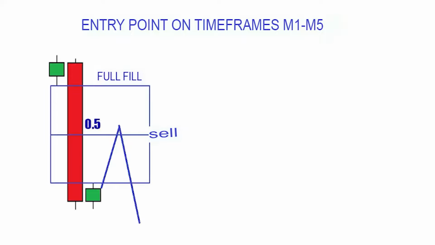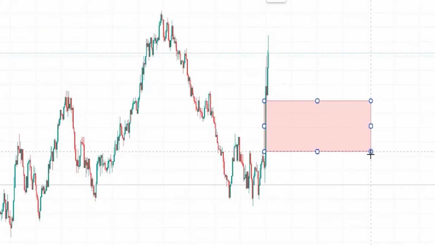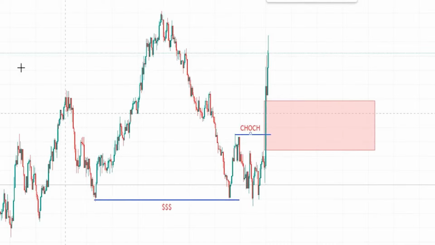Often, price reacts not to the full fill, but only to part of the imbalance. Let's look at a minute chart example. We see an impulsive move and identify an imbalance. We plan an aggressive entry at a full fill. But let's look deeper. At the bottom, we notice a liquidity sweep with equal lows.